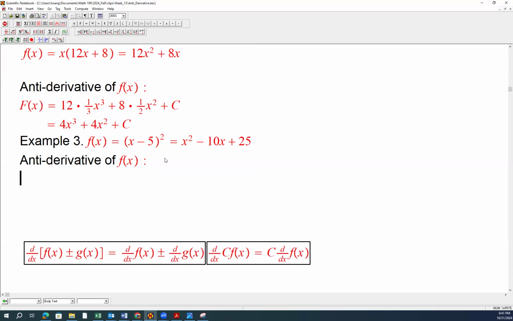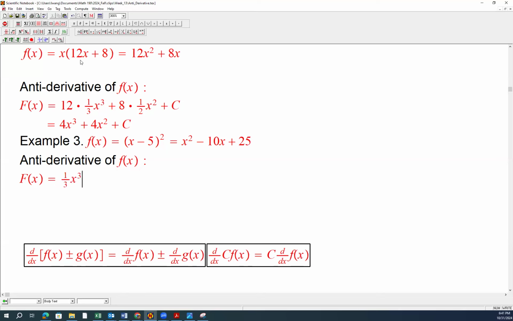For its antiderivative, we're going to write it as a capital F equals the antiderivative of x squared, which is one third of x raised to the power 3, subtracting 10 multiplied by the antiderivative of x, which is going to be half x squared. You can see this is pretty straightforward. The antiderivative of the constant is 25 multiplied by x, and in the most general form, plus a constant.